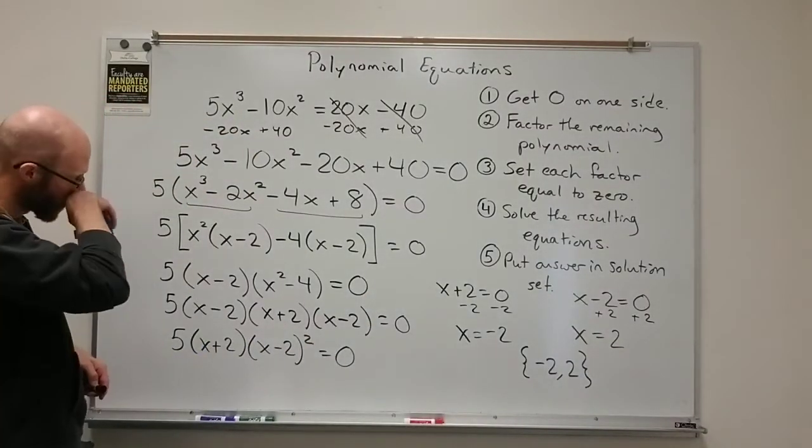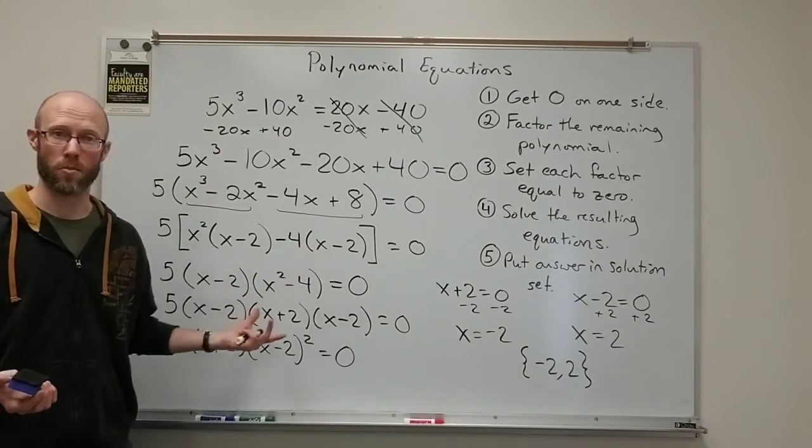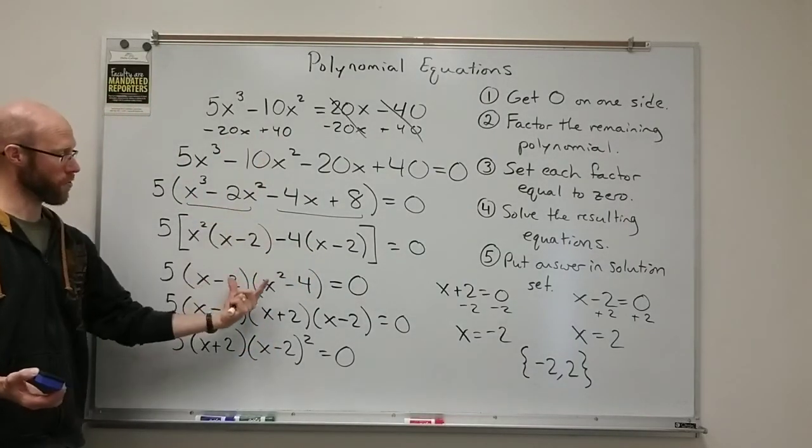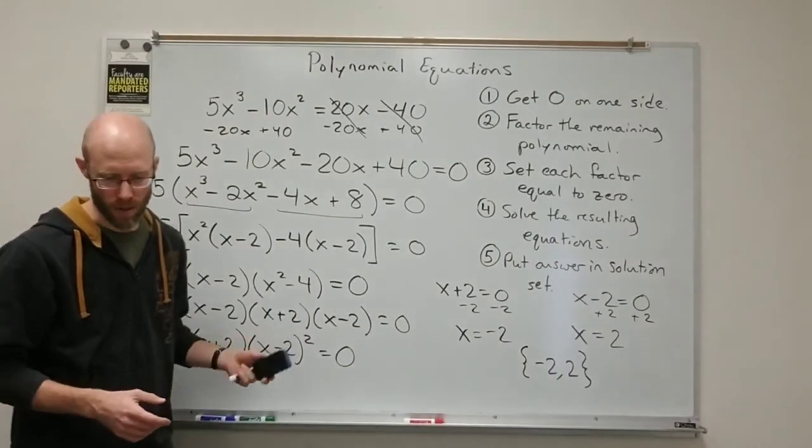Okay, so that's a neat example. It's got a lot of things in it. It's quite a bit longer problem. The factoring itself was quite a bit longer, and then there's a lot to set equal to 0 there. So that's kind of a neat problem.